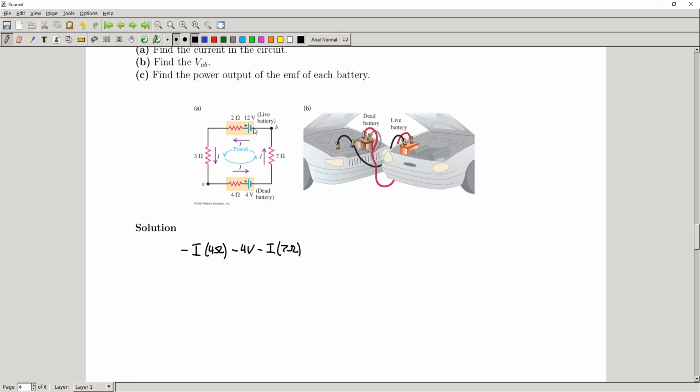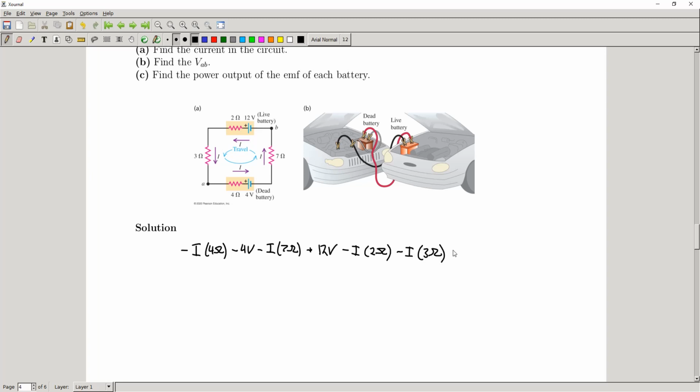We continue along. We're going to go across the second EMF here of our live battery now, but now we're going from the negative to the positive terminal, and so we're going to pick up a plus 12 volts. Then again, we're going across a resistor in the direction of our current, so we're going to pick up a minus I times 2 ohms. And finally, we're coming down this branch over here, and we're again going over a resistor in the direction of our current flow, and so we're going to pick up another minus I times 3 ohms.